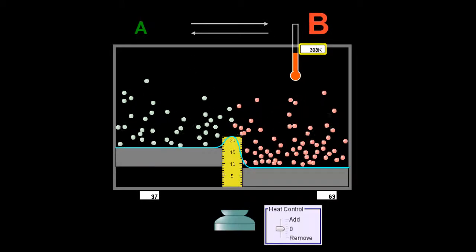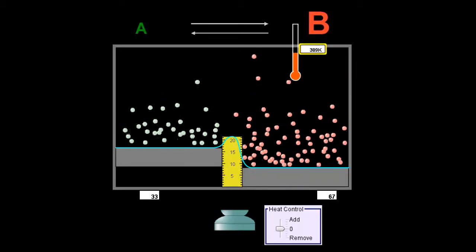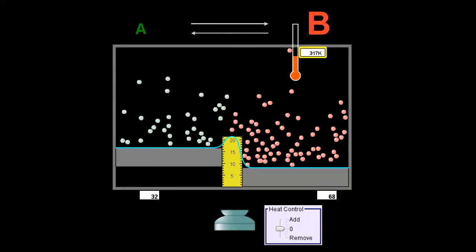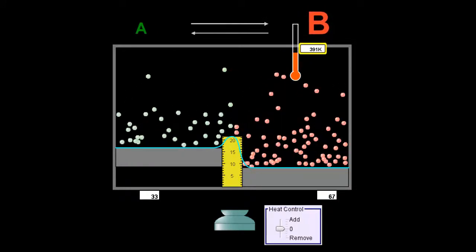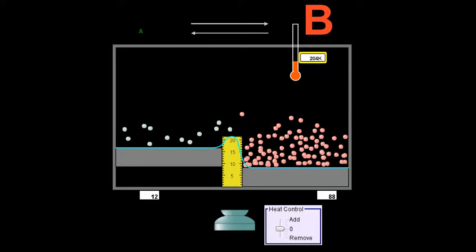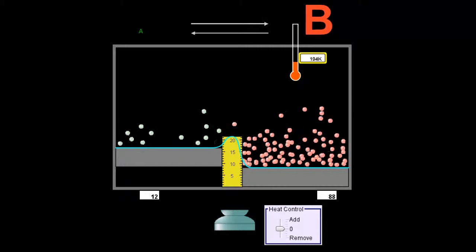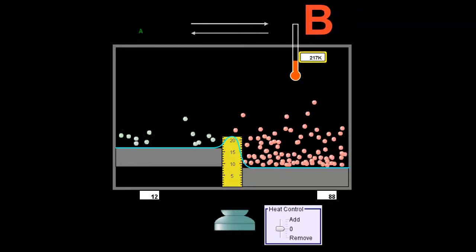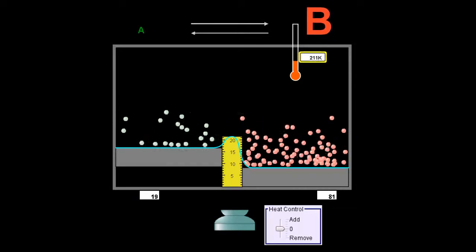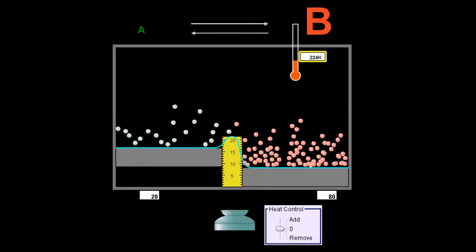For the next experiment, though, I'm going to start with 100 red balls initially and see if I can reach these same relative numbers of green and red once I hit equilibrium. So I've started with 100 red balls on the right hand side, and we're going to let this system naturally come to equilibrium, and we'll see if we can end up with the same relative numbers of green balls to red balls.